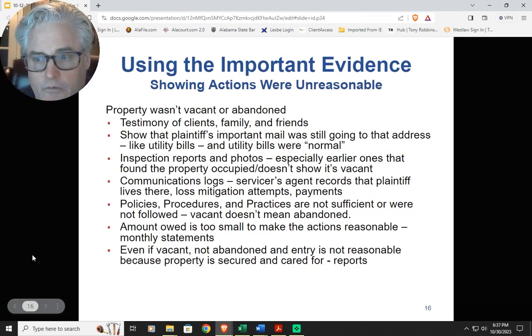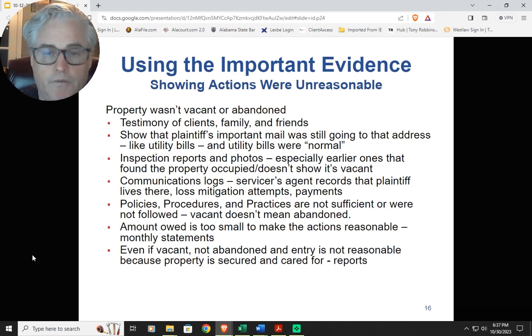As part of showing how unreasonable these things are, you always want to be able to show the property wasn't vacant or abandoned. You can use the testimony of clients, family, friends, neighbors, showing that the client's mail still went to the address, that they had active utilities.